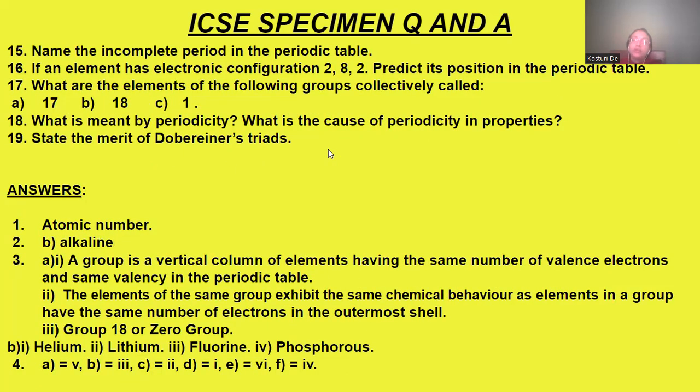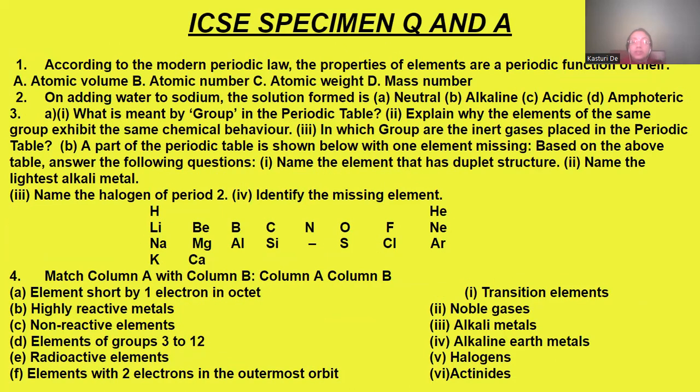So the element with a duplex structure is helium. Okay. Then the next question: it is not hydrogen, it's helium, which has a duplex structure. Then, name the lightest alkali metal. It's lithium. Okay.